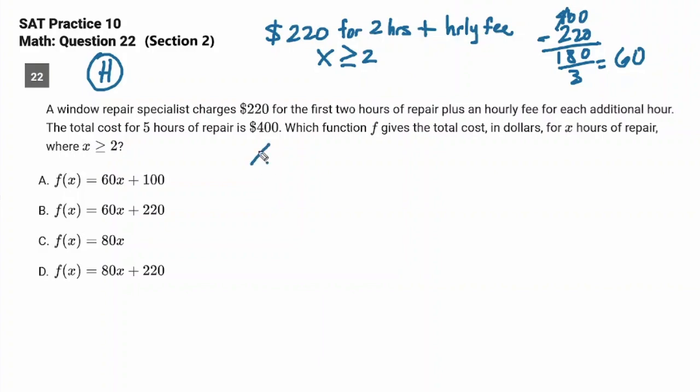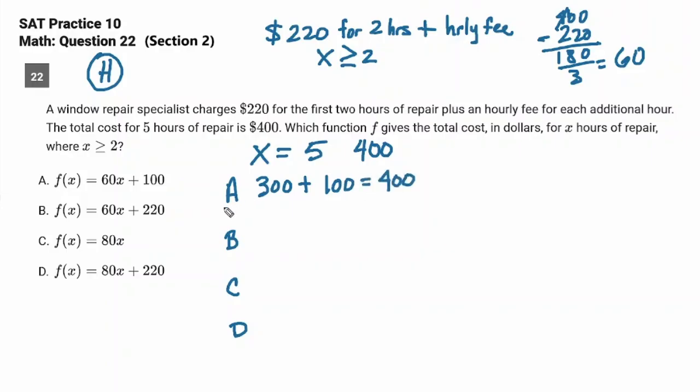Why not just make x equal 5? If x is 5, what's it cost? It costs $400. So I'm going to write ABCD. I'm going to do it vertically. And I'm just going to plug in 5 every time I see an x. 60 times 5, that's 300. Plus 100. Hey, that's 400. Should I just pick it and move on? No, because I was so lazy here. I'm expecting more than one answer choice might look right, so I'm going to do them all.